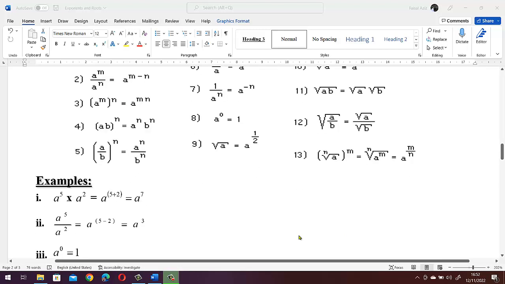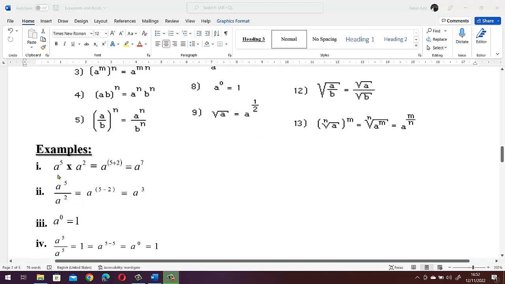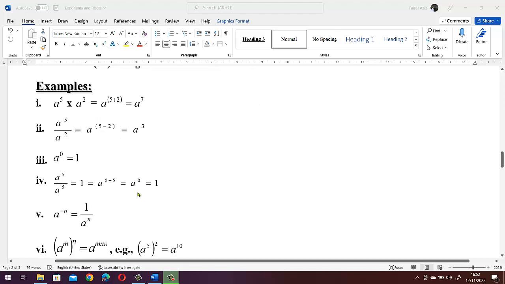This we can understand with the help of these examples. As you can see, we have a power 5 and a power 2. So bases are the same, powers are different, so we can add their powers. So the end result will be a power 7. Similarly, we have a power 5 divided by a power 2. When a power 2 goes upside, it will become a power minus 2, and we can add their powers, so the whole answer will come as a power 3.